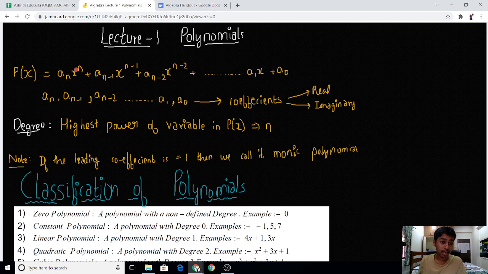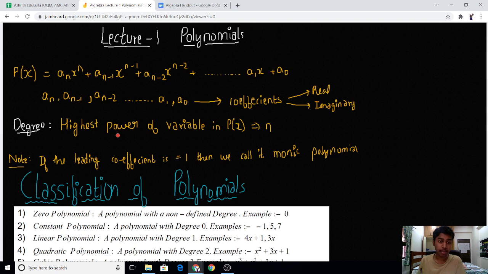If a_n is equal to 0, then the highest degree will become n minus 1. So we don't want to define it in such a way; we want the degree to be n and a_n not equal to 0. So a_(n-1), a_(n-2), up to a_1 and a_0 are the coefficients. These coefficients can be real or imaginary.